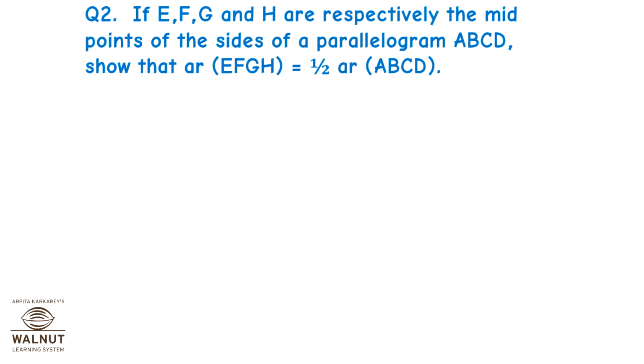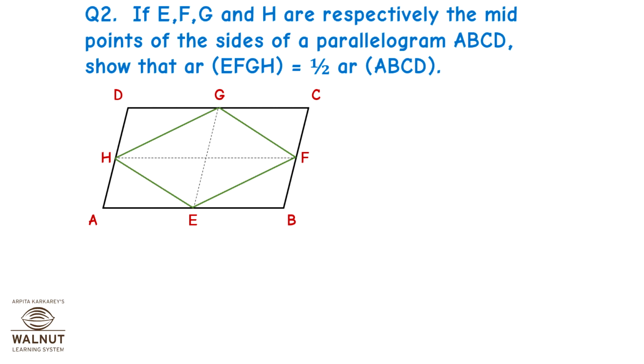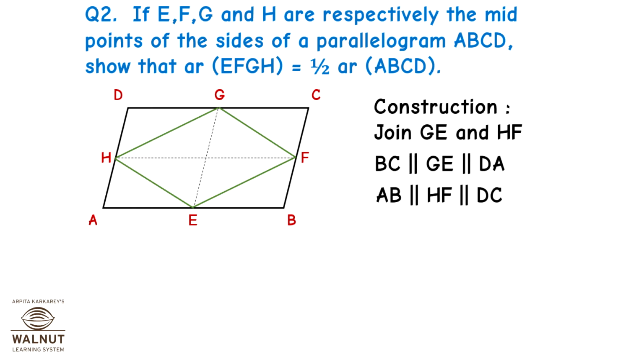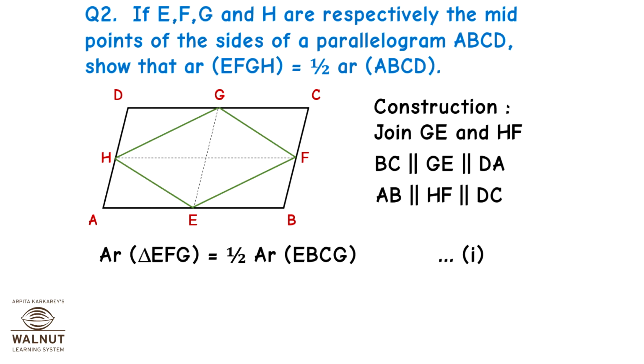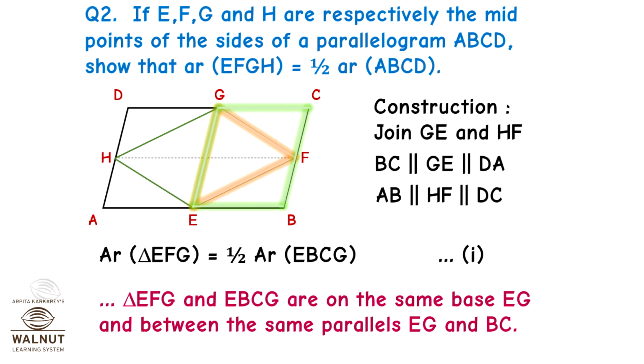Question 2. If E, F, G and H are respectively the midpoints of the sides of a parallelogram ABCD, show that area EFGH is equal to half of area ABCD. Construction: join GE and HF. BC is parallel to GE is parallel to DA. AB is parallel to HF is parallel to DC. Area triangle EFG is equal to half of area EBCG. Let this be 1. Triangle EFG and EBCG are on the same base EG and between the same parallels EG and BC.